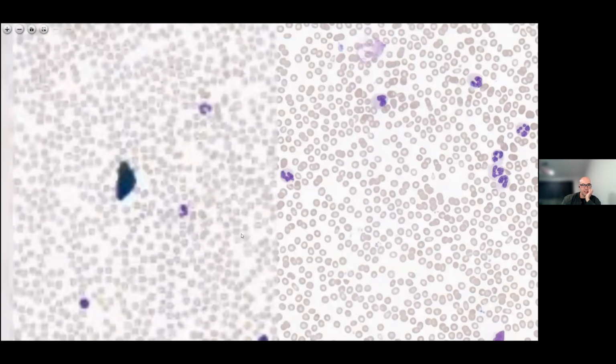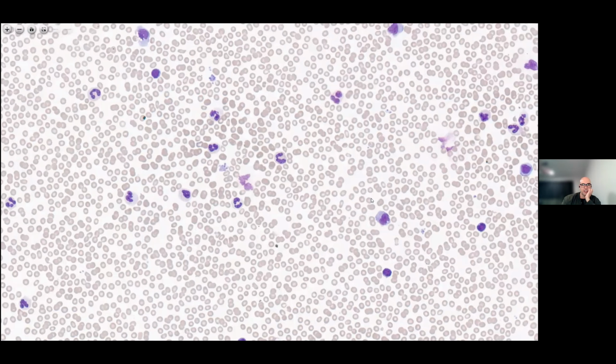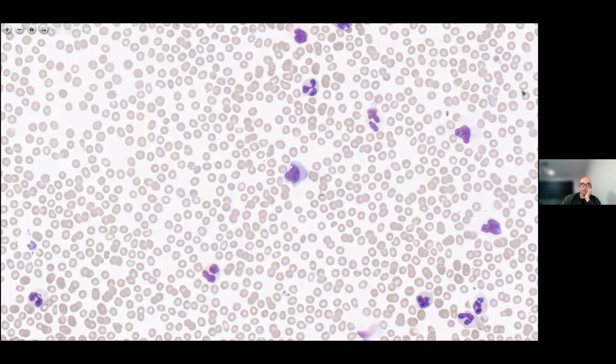And the lymphocytes. The majority of lymphocytes are small, mature lymphocytes. I haven't seen any reactive lymphocytes, and the monocytes look normal. So I'm happy to say that there are no significant morphologies that I can see with the white cells.